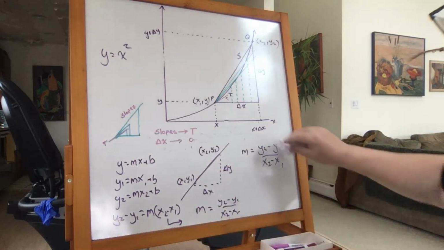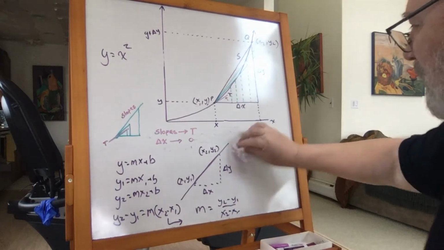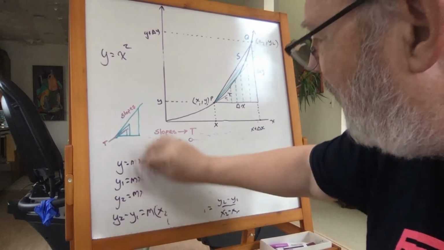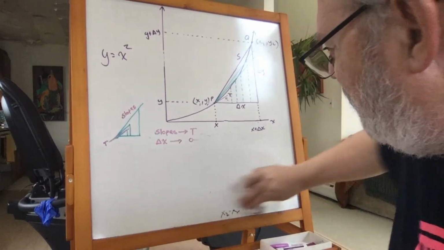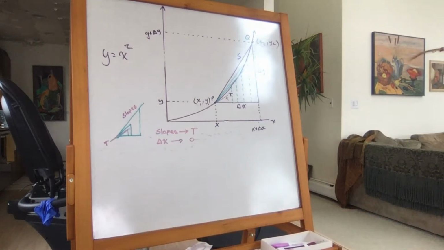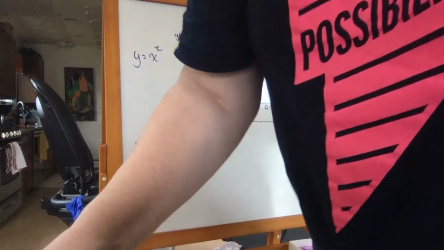Well, we know that on this curve we can't do the same thing as with a line, but it's the best approximation that we have.